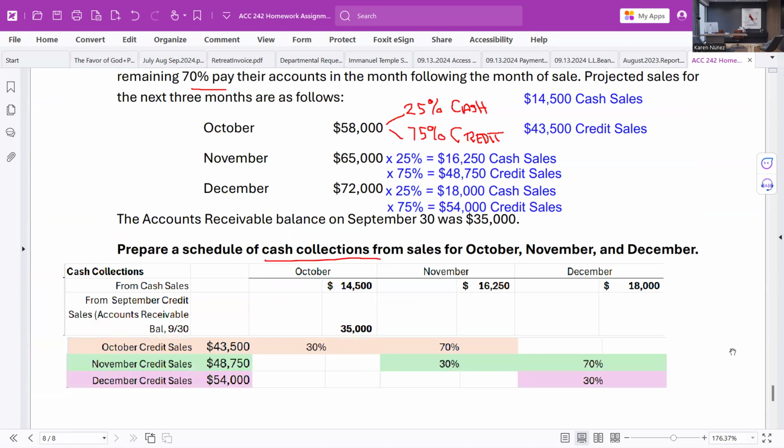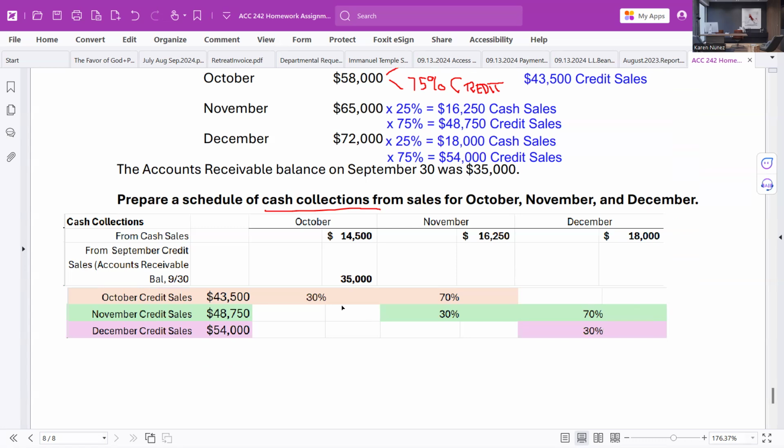Okay. So now let's only focus on the credit sales. The credit sales in October are 43,500. We're going to collect 30% in October and 70% in November. And then we've got credit sales in November, that's the 48,750. We're going to collect 30% in November and 70% in December. And then we've got December credit sales of 54,000. We're going to collect 30% in December, and the 70% won't be until January. We're not doing a schedule for January. We're just doing October, November, and December.